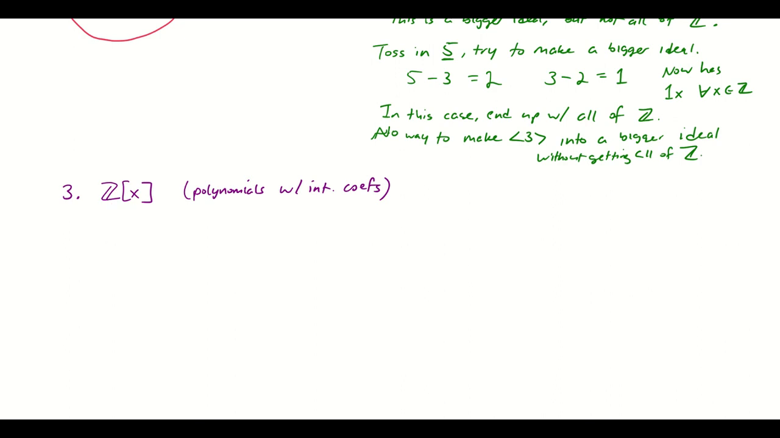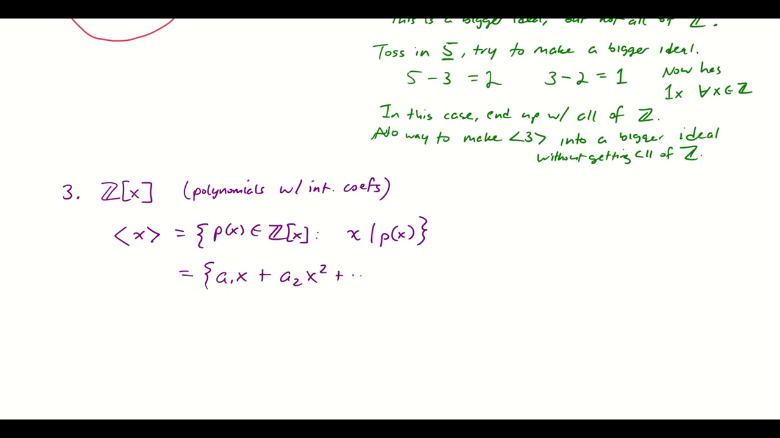So let's just build an ideal. Let's take the ideal generated by X. This is the set of all P of X in Z bracket X such that X divides P of X. That can also be thought of as the set of all polynomials that have constant term 0. Remember, all of these have to be integers.